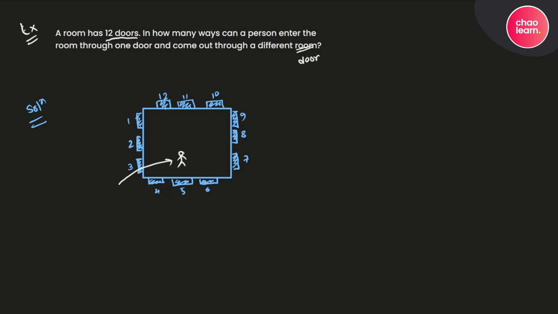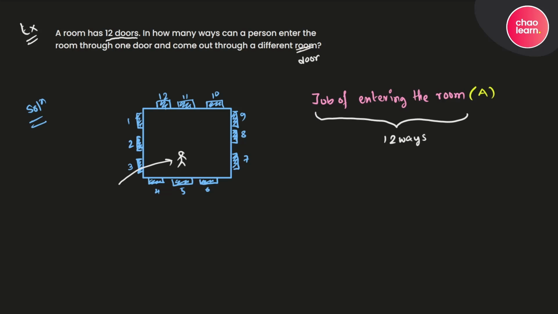So let's write over here. There are two jobs. One is the job of entering the room. Let's name it as job A. So how many ways are there for doing job A? For entering the room, you could choose any of the doors, right? So there are a total of 12 ways of doing job A, right?